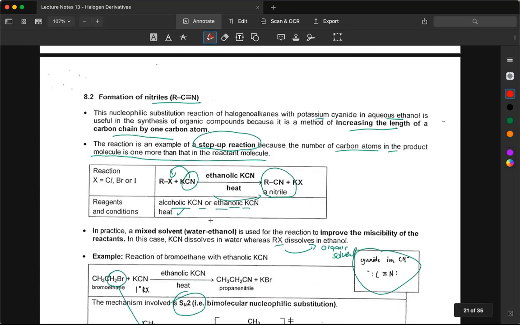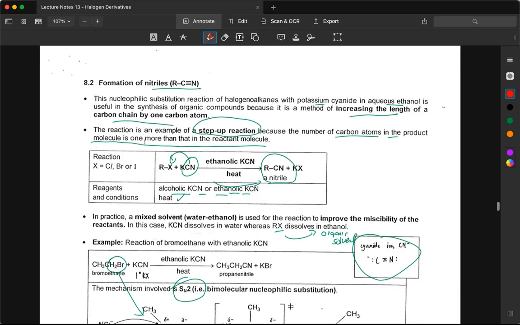Now, formation of nitriles, RC≡N. This nucleophilic substitution reaction of halogenoalkanes with potassium cyanide in aqueous ethanol is useful to synthesize organic compounds because it is a method of increasing the length of the carbon chain by one more carbon. So if you want to increase the length of the carbon chain, we use this. This reaction is an example of a step-up reaction because the number of carbon atoms in the product molecule is one more than the reactant molecule.